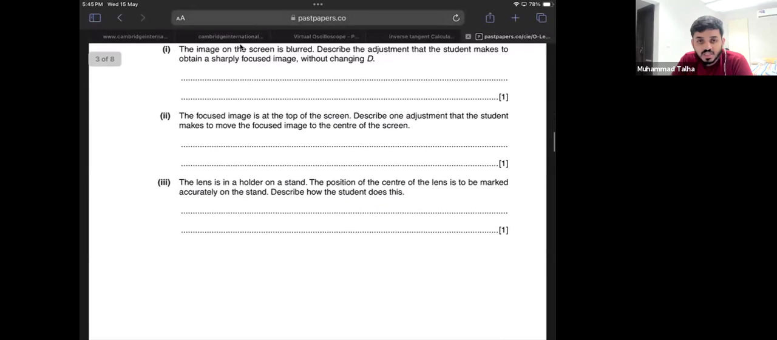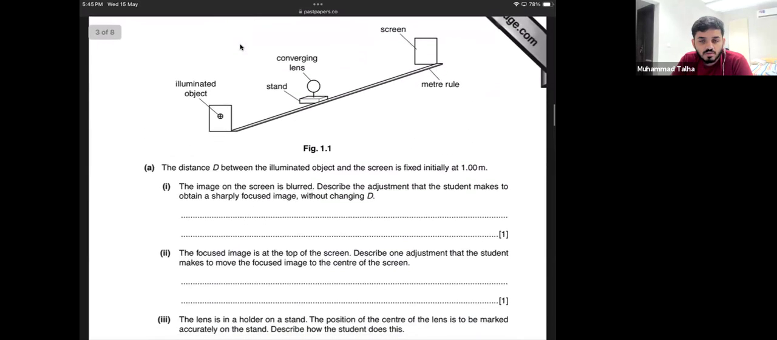So the focused image is at the top of the screen, right? So this image is forming at the top. Describe one adjustment that the student makes to move the image to the center. So if you want to move the image to the center of the screen, I can't draw this right now, but if the object is at a height, if you somehow get the object lower, it's going to be on the center. Or if you somehow elevate the screen, that's going to be the solution to your problem.